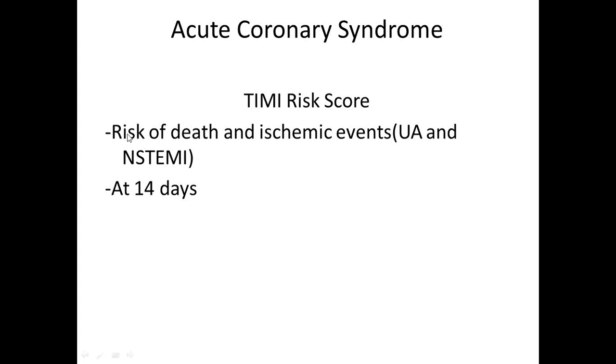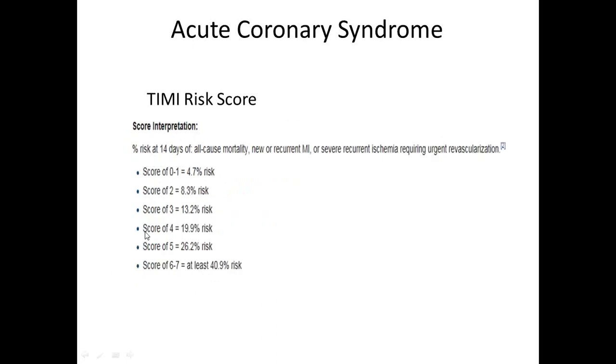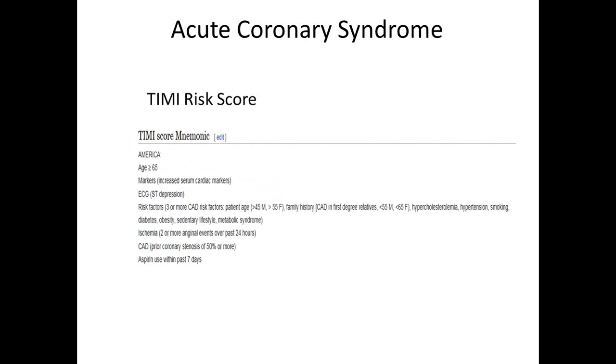So the TIMI risk score looks at the risk of death and ischemic events at 14 days. And it's mainly unstable angina and non-STEMI. These are the things we use to put the patient in a risk category: the age of the patient, whether they use aspirin, the amount of change on the ECG, risk factors. If they have a score of 0 to 1, the risk is 4.7%, a score of 2, risk of 8.3%, up to a score of 6 to 7, and the risk is 40.9%. So it puts the patient in a category, tells you how sick they are.